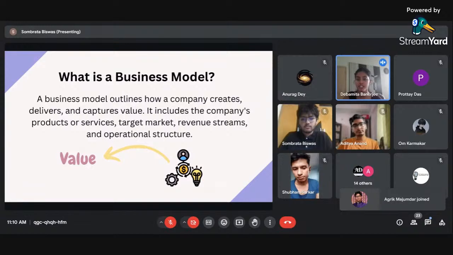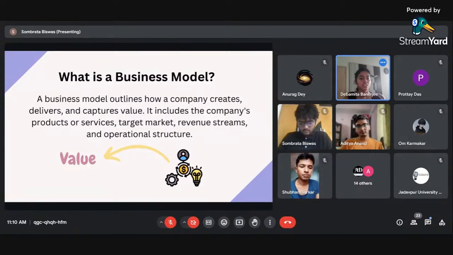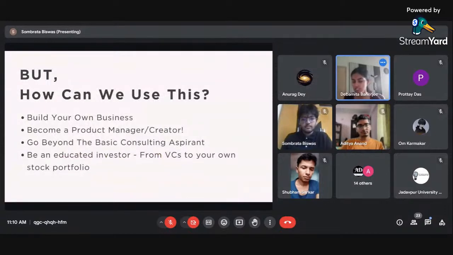So yeah, that is what a business model is. It's basically everything that has to do with a business. Go to the next slide. But now the question is, why should you learn about business models? The first one is pretty obvious. You might want to build your own business, so you'd want to know how to use a business model, how to pick the best one for you.